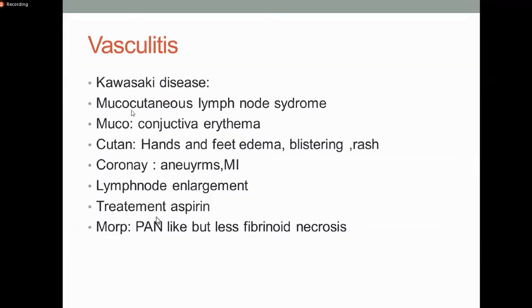Kawasaki's is also called by another name: mucocutaneous lymph node syndrome. If I break it up into three parts, you can remember. Muco means mucous membranes, like the conjunctiva, where there will be erythema. Cutaneous involvement, like hand and feet, will show edema, blistering, and rash. Coronary involvement, aneurysm, and even myocardial infarction in children. Lymph node involvement, there will be lymphadenopathy. Treatment is aspirin. Morphology is similar to PAN, but with less fibrinoid necrosis in Kawasaki's disease.